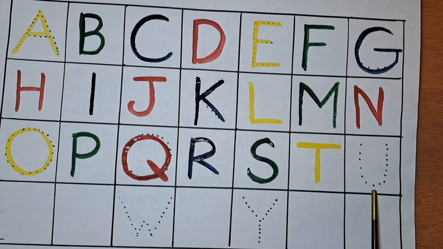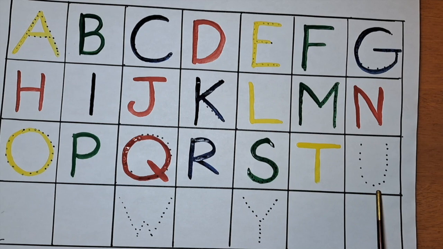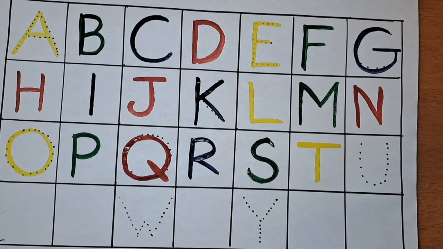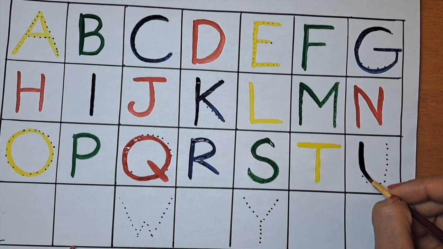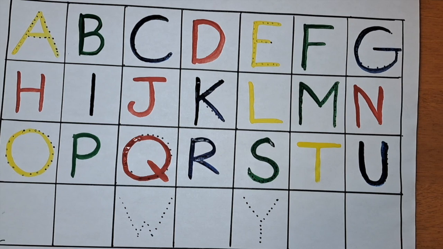What is the next letter? It's U. Can we color this U with the blue color again? Let's do it. U. U for unicorn. U for unicorn.